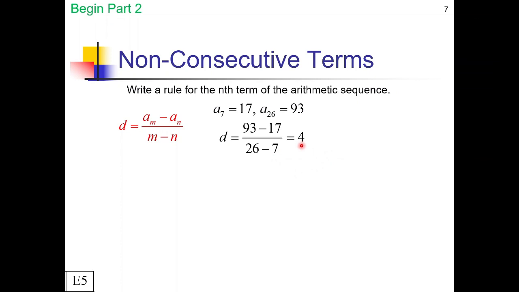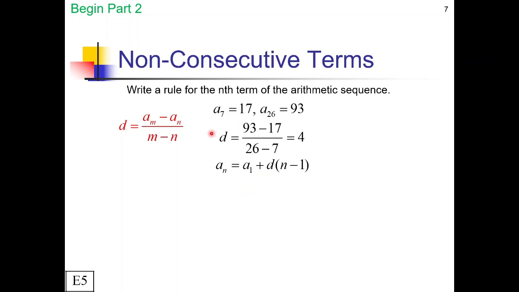Now remember, we don't know what A1 is. So when I write out this formula here and I go to plug in d, I'm realizing, hey, I still need this A1. So that means I also, just like I did on the last example, need to plug in one of these two terms in order to figure out the A1. Now it doesn't matter whether you plug in A7 or A26, just pick one and be consistent. I'm going to go with 7 and 17 because those numbers are smaller.